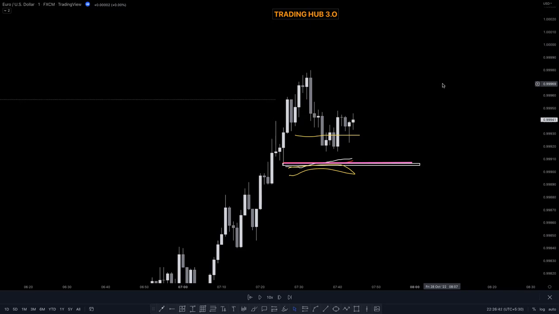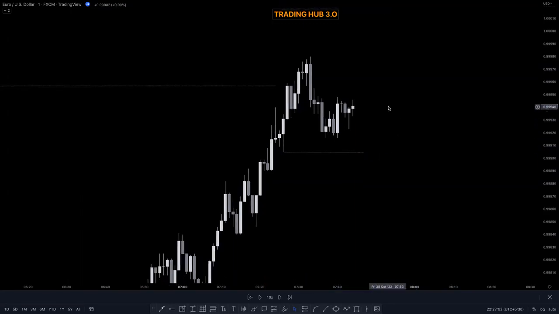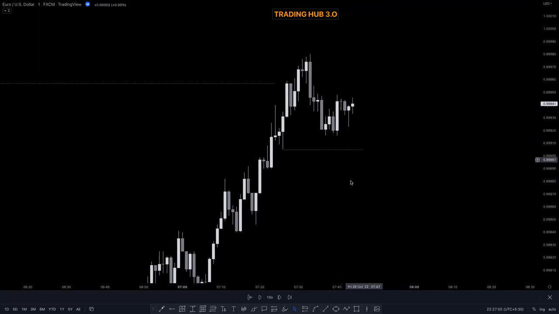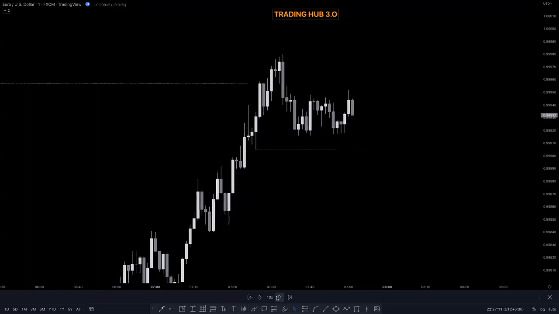Okay, nice. So this one is our change of character, as marked here. Let me clean this. This one is our change of character because this is a pullback here, correct? And after we break this low, we can take entry for the sell and wait for it.